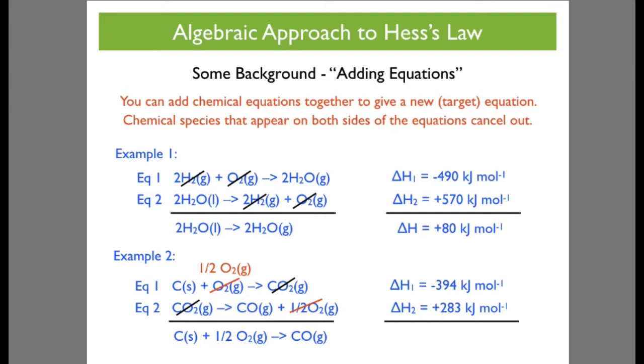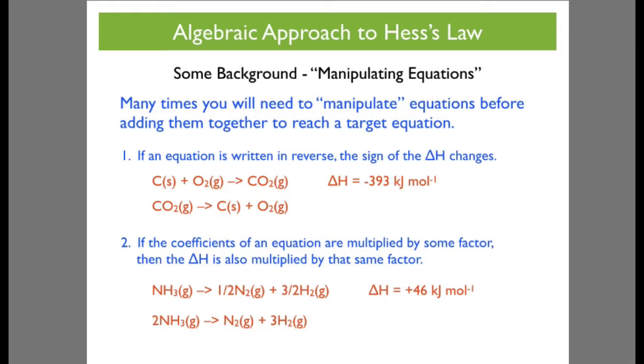So all we did was add the two equations together here, and so all we would do to find the overall enthalpy change would be to add the two enthalpy changes together, giving us minus 111 kilojoules per mole. Many times you'll need to manipulate the equations before you can add them together to reach your target equation.